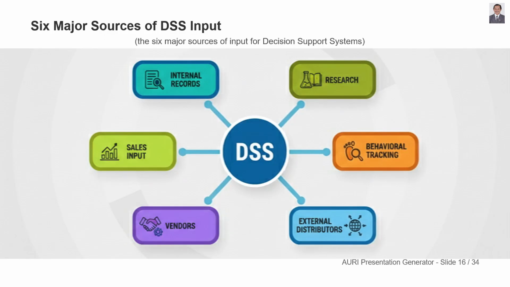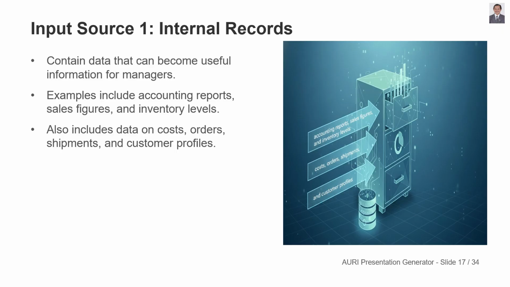This exhibit provides a clear overview of the 6 main sources of input for a decision support system, or DSS. As you can see, the DSS is at the center of this network. It gathers information and data from each of these diverse channels to support decision-making. In the following slides, we will explore each of these 6 input sources individually, looking at their unique characteristics and contributions to the DSS.